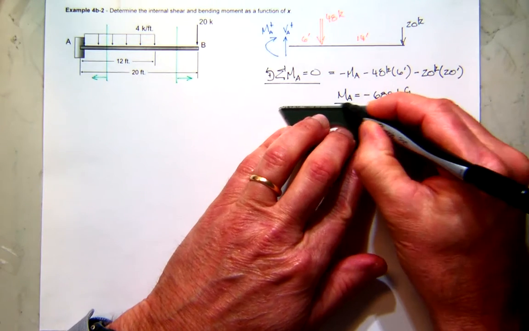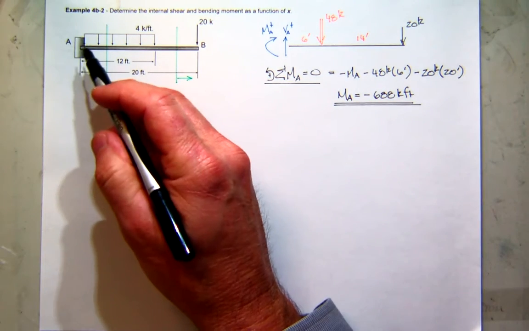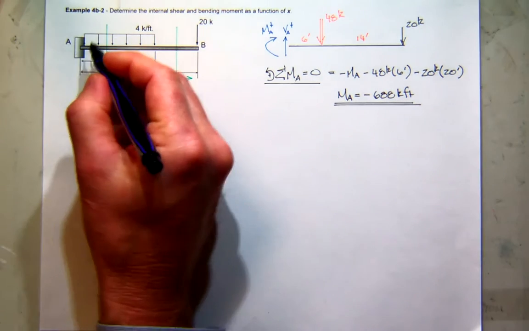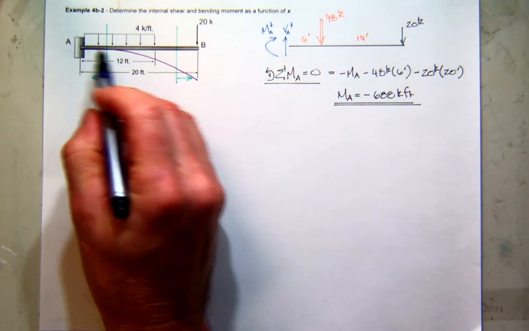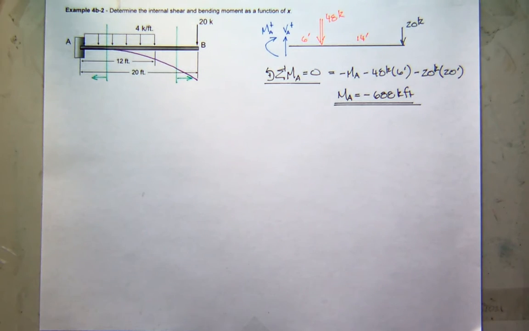And it's negative. Does it make sense that you'd have a negative bending moment here at the reaction? I think so. How's this thing going to bend? It's going to bend probably something like that. And you can see that whole side looks like it's concave down. So probably this whole beam is going to have negative moment in it.